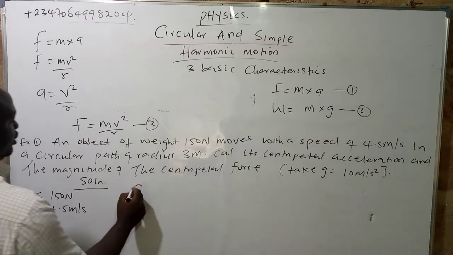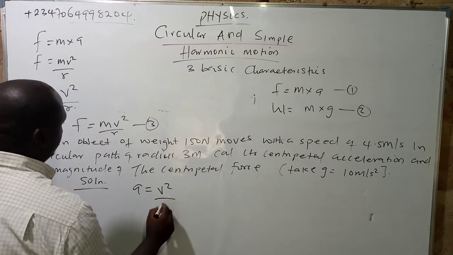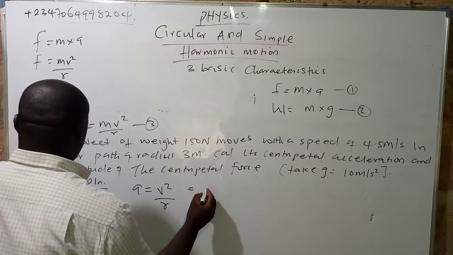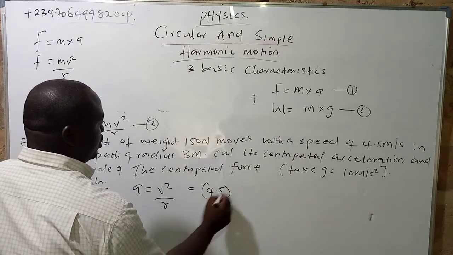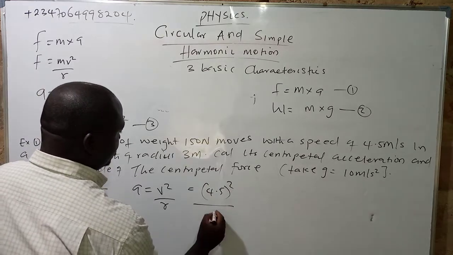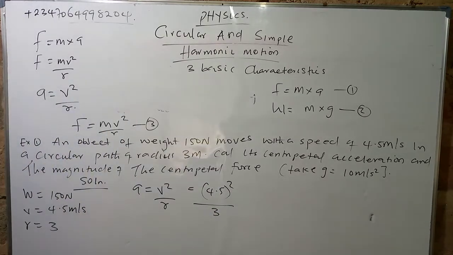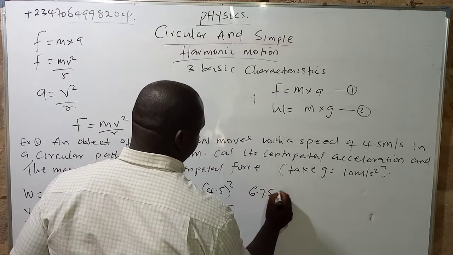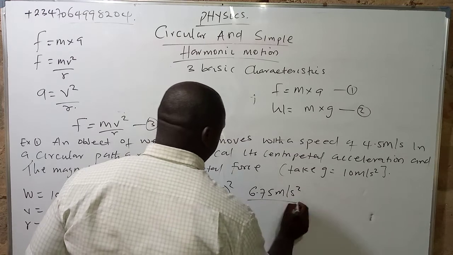The centripetal acceleration is v squared all over r. So you already have 4.5 squared divided by r, which is 3. If you punch 4.5 squared divided by 3, the answer you should get is 6.75. So this is 6.75 meters per second squared.